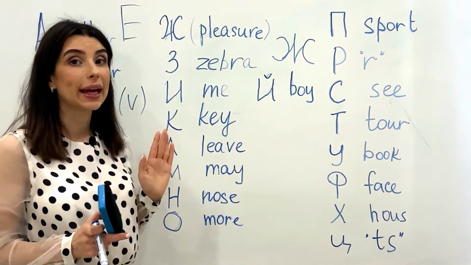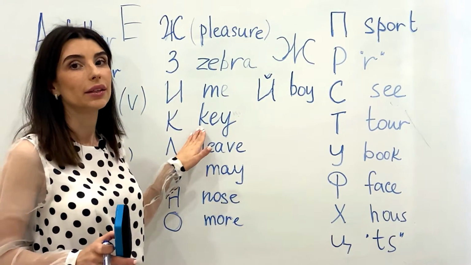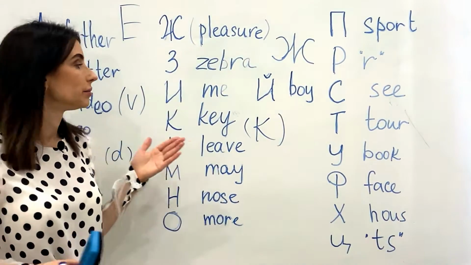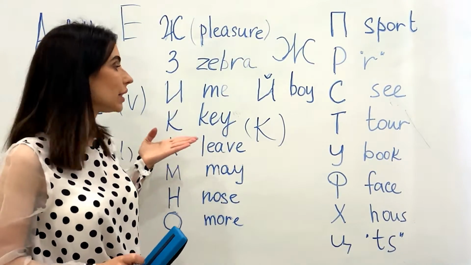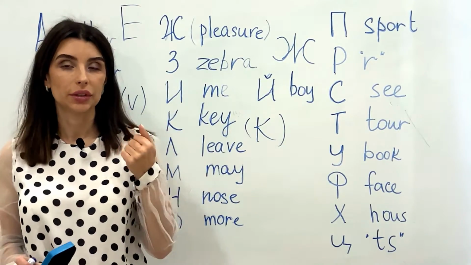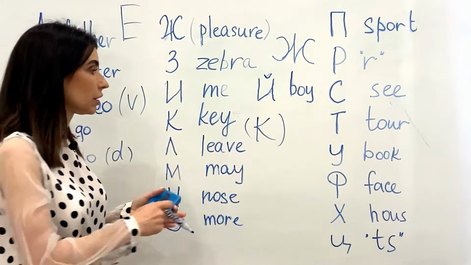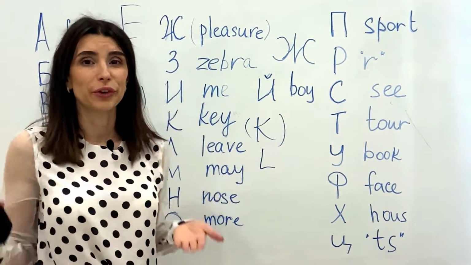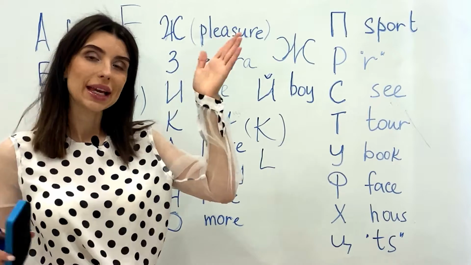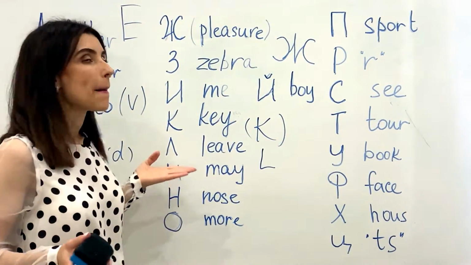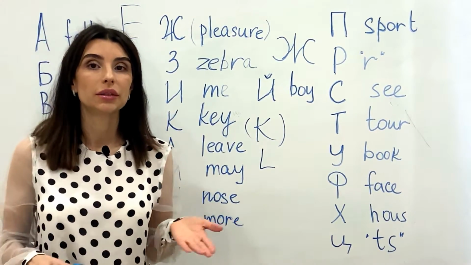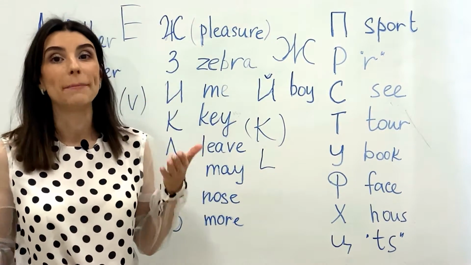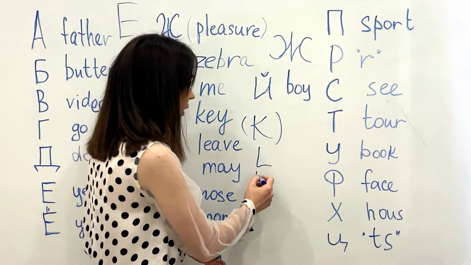So the letter K. You have the same K in English, K. L, leave, L, the same in English. We don't have anything different, just pronounce it the same, but the spelling is different. M, like mother, like May, you know, M. It's the same.